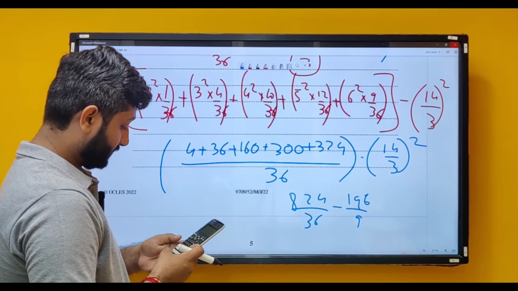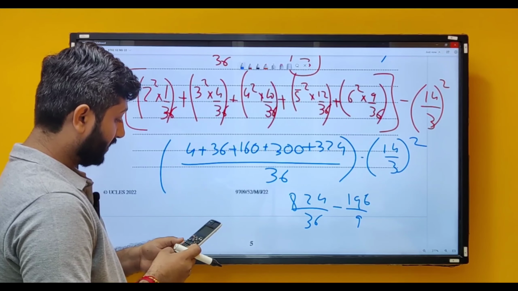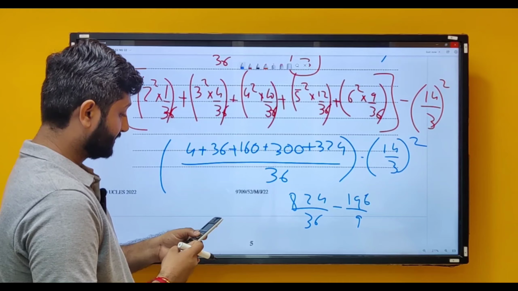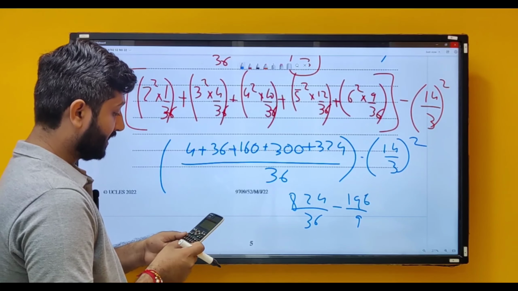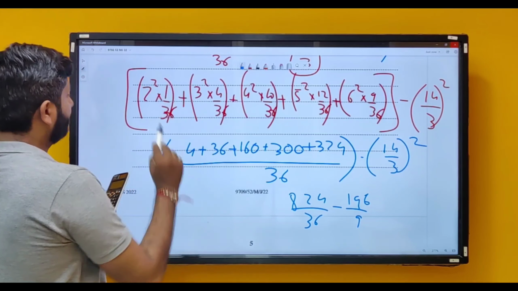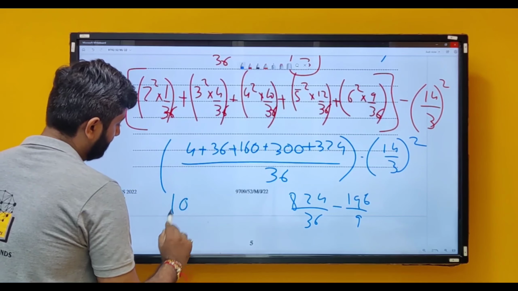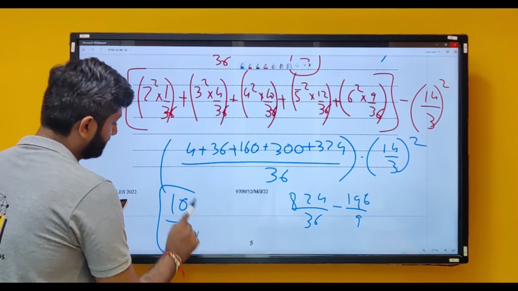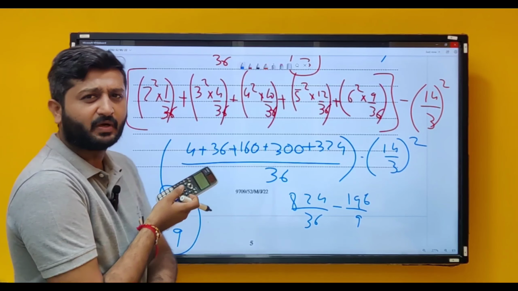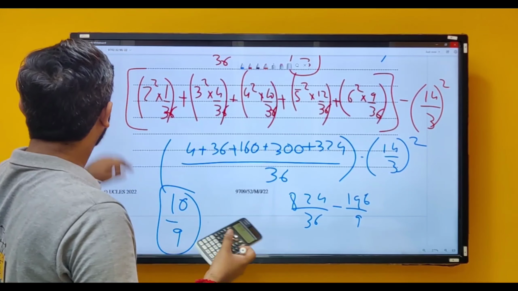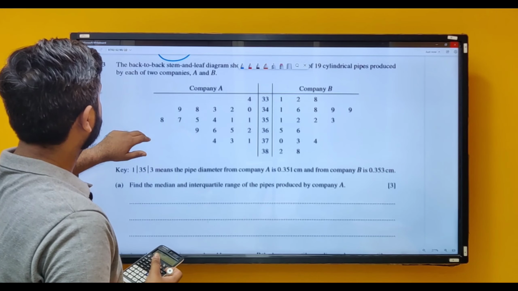So let me do it. 824 upon 36 minus 196 by 9. So the variance is 10 by 9. The variance is 10 by 9, or you can say 1.11111 or 1.11. Let us move to the next question.